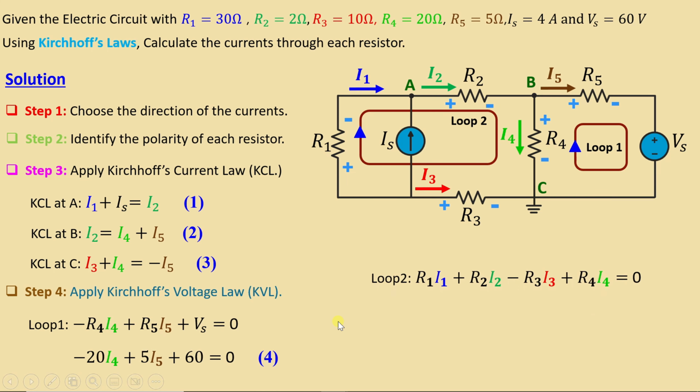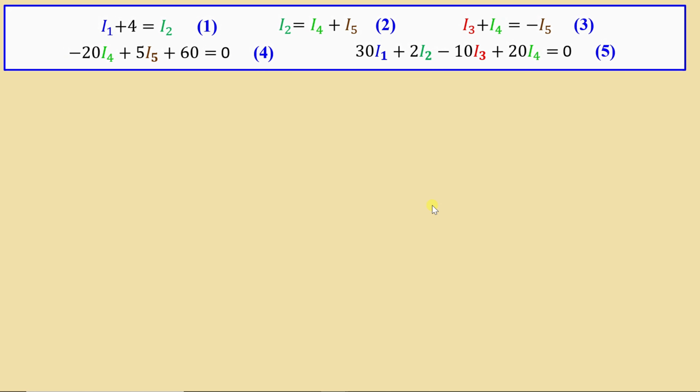We go now to loop 2. We can write here R1 I1 plus R2 I2 plus R4 I4 minus R3 I3 is equal to 0. We obtain finally 30 I1 plus 2 I2 minus 10 I3 plus 20 I4. After we finish applying Kirchhoff's laws KCL and KVL, we obtain 5 equations with 5 unknowns. We still only need to solve those equations in order to find I1, I2, I3, I4 and I5.